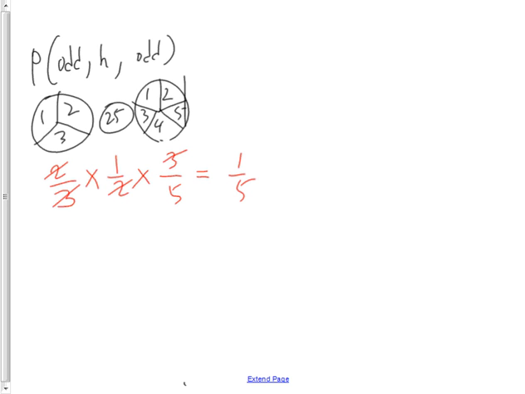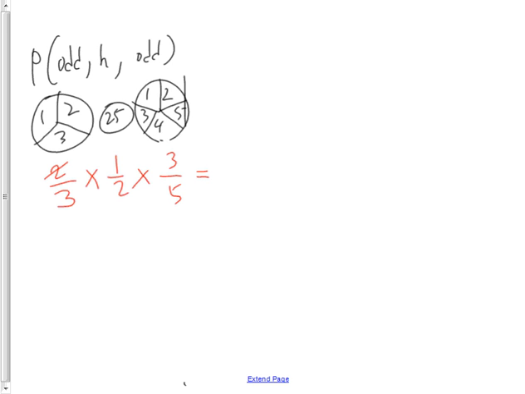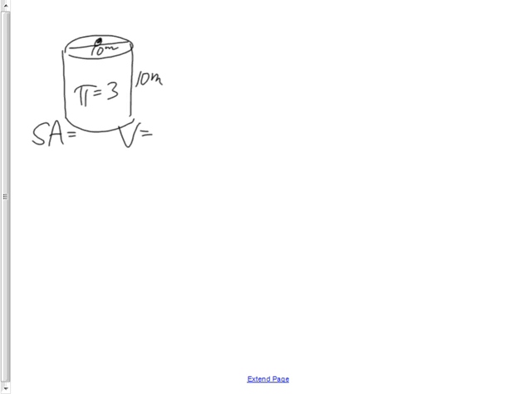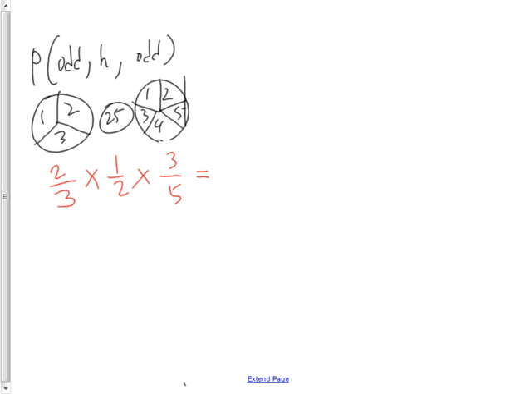Now, if I don't cross-reduce, I would get 2 times 1 times 3 over 3 times 2 times 5, which would be 6 over 30. But when I reduce 6 over 30, both are divisible by a factor of 6, leaving me still with 1/5.